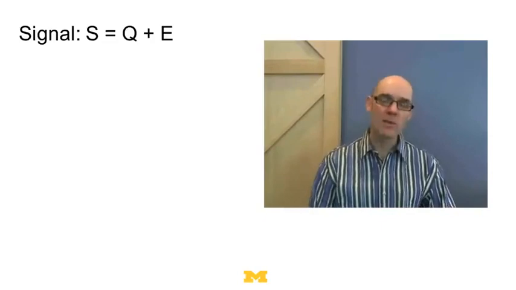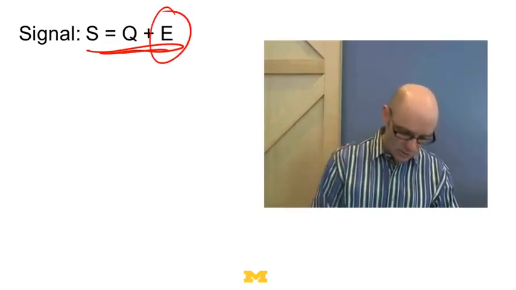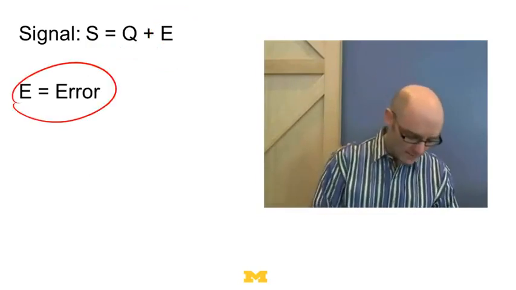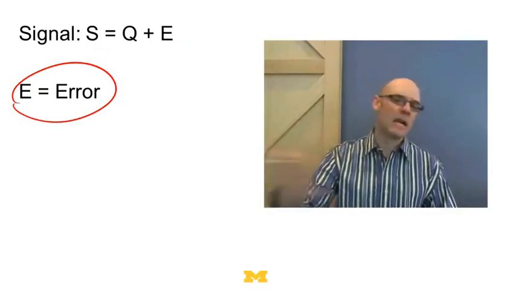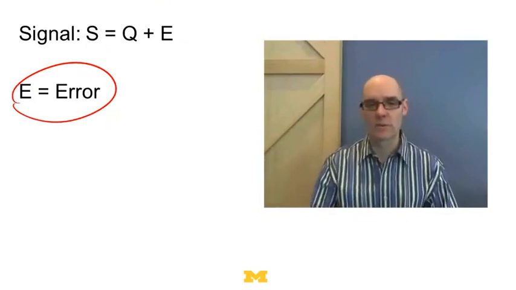Okay, let's go back to this signal. Remember I said you get this signal S, which is Q plus this term E. What is E? Remember I said E is error. There's a quality of the show that may be like 55, and you don't see 55, maybe you see 58 or 52. So it's variation in what we perceive.